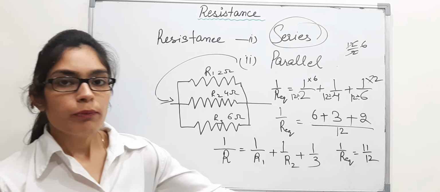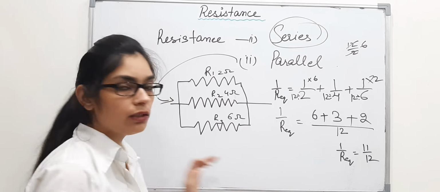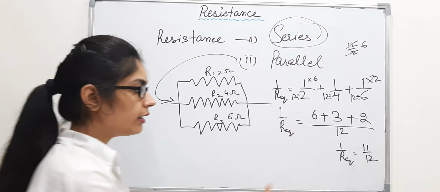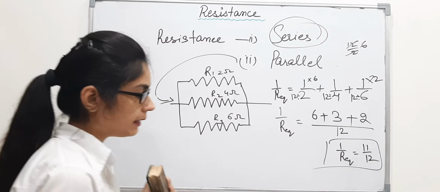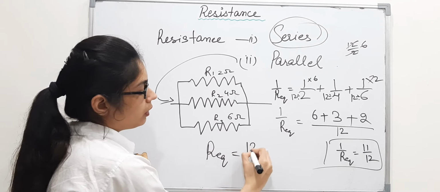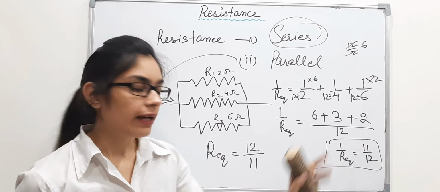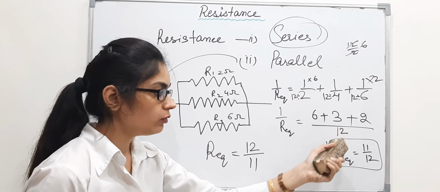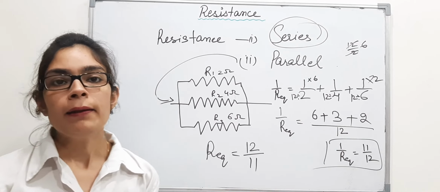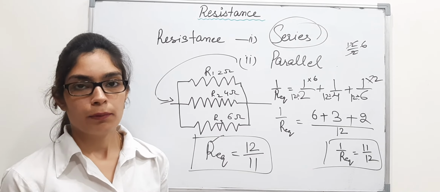See, this is not the value. You have to find the value of R, but this is the value of 1 upon R. So here always remember one step: R equivalent will be equal to 12 upon 11. You have to take the reciprocal at the end, because the value you have found is for 1 upon R and you need the value of R. So R will be 12 upon 11.